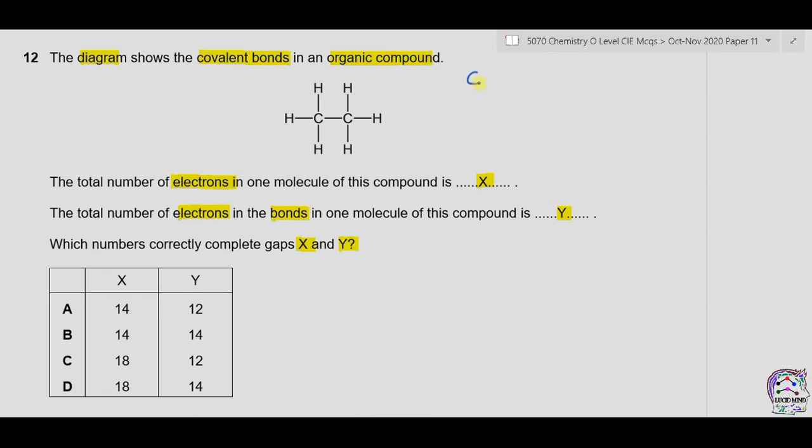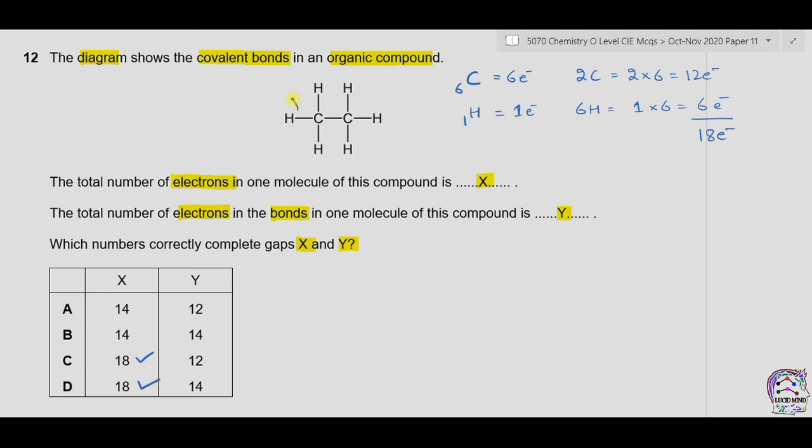We know that the atomic number of carbon is 6 from the periodic table and the atomic number of hydrogen is 1. So in one atom of carbon 6 electrons are present. Similarly, in one atom of hydrogen 1 electron is present. As there are 2 carbon atoms in this compound, there will be 2 into 6, 12 electrons. While there are 6 hydrogen atoms, so the number of electrons will be 1 into 6 equals 6. Now the total number of electrons will be 18 electrons. So it could be C or D.